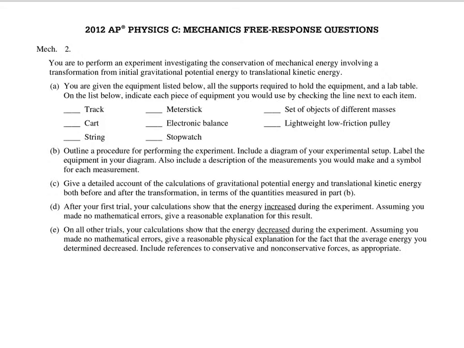You are to perform an experiment investigating the conservation of mechanical energy involving a transformation from initial gravitational potential energy to translational kinetic energy. And as you can see, there are 5 sections of this problem that we need to solve. A. You're given the equipment listed below, all the supports required to hold the equipment, and the lab table. On the list below, indicate each piece of equipment you would use by checking the line next to each item.